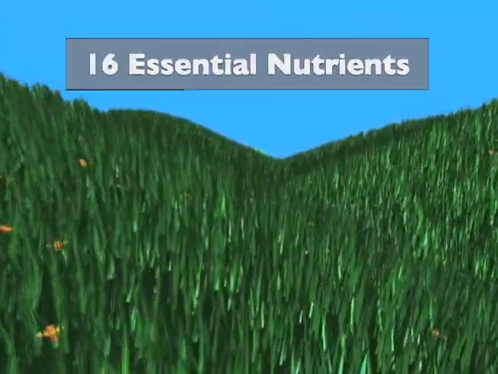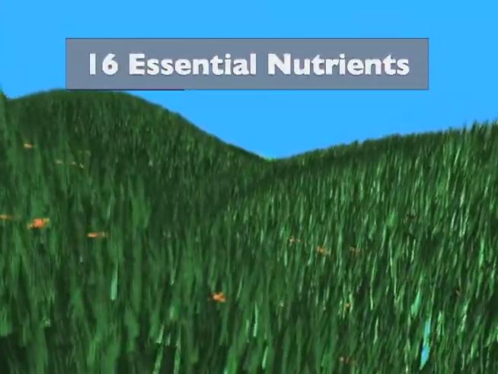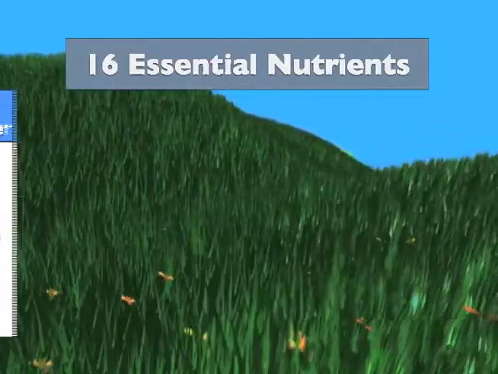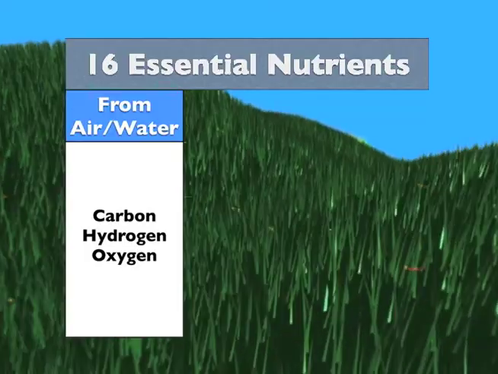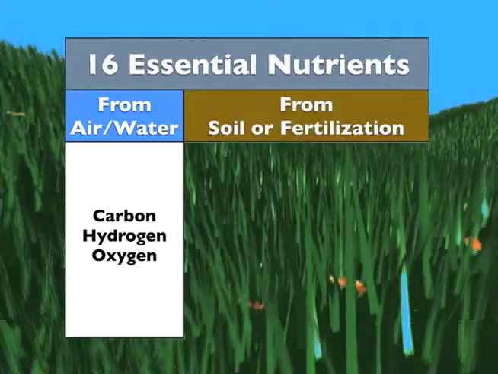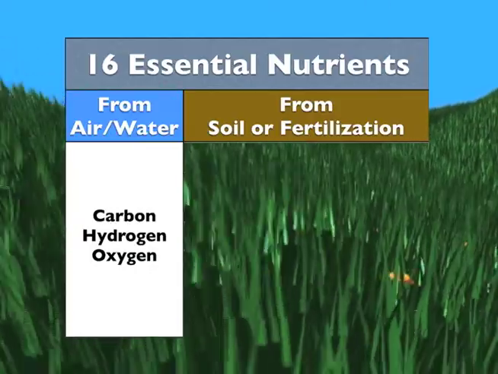First, I'll talk about nutrients. There are 16 elements needed for plant growth. These can be divided into 3 groups. The first group, carbon, hydrogen, and oxygen, plants get from air and water. The other 13 come from the soil or fertilizer applications.